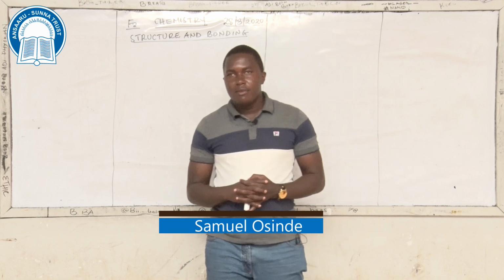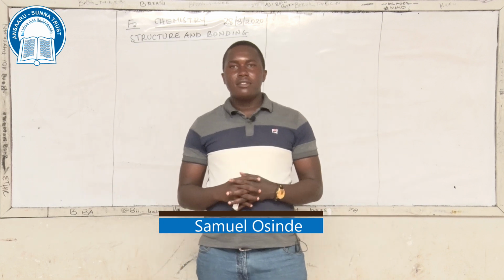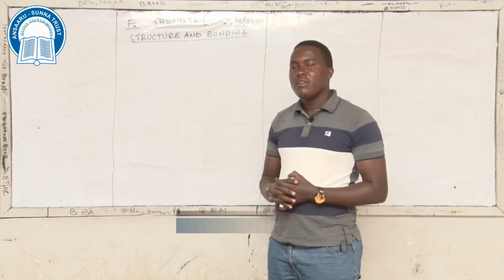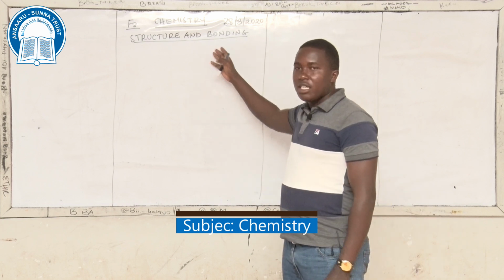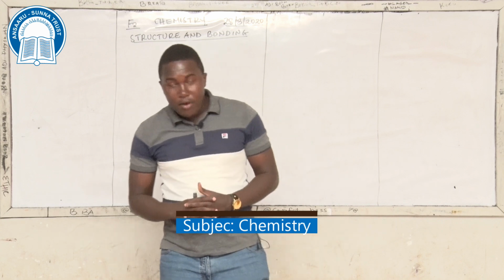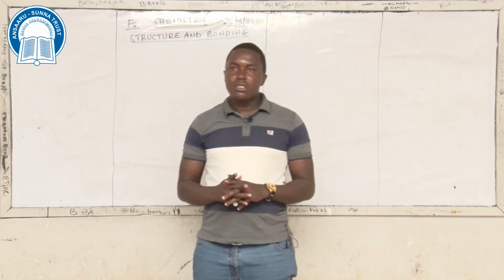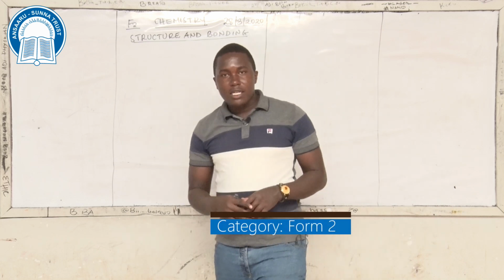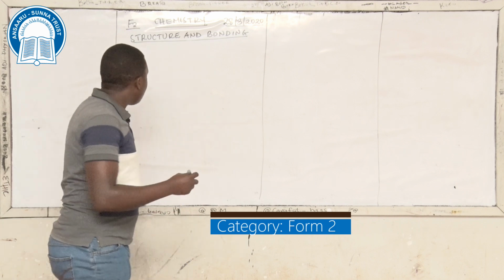My name is Mr. Samuel Osinde, chemistry mathematics teacher. Today I want us to continue from our previous class, which was on structure and bonding. In the previous class, we looked at ionic bonding, and I introduced briefly covalent bonding. So today I want us to discuss more about covalent bonding.